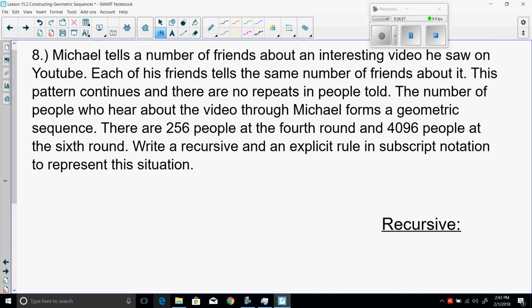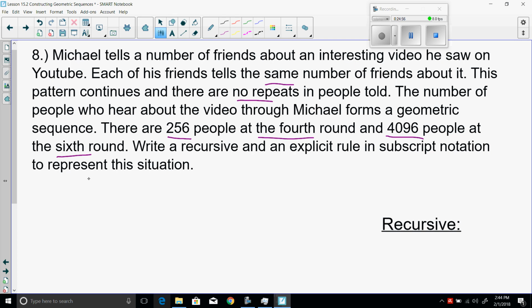It says, Michael tells a number of his friends about an interesting video he saw on YouTube. Each of his friends tells the same number of friends about it. This pattern continues, and there are no repeats in the people told. The number of people who hear the video through Michael forms a geometric sequence. There are 256 people at the 4th round, and there are 4,096 people at the 6th round. Write a recursive and explicit rule in subscript notation to represent the situation.